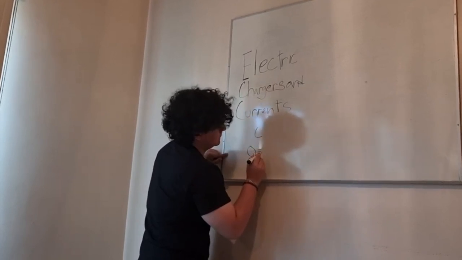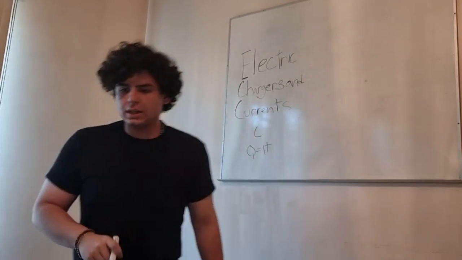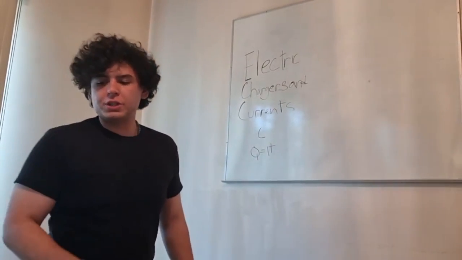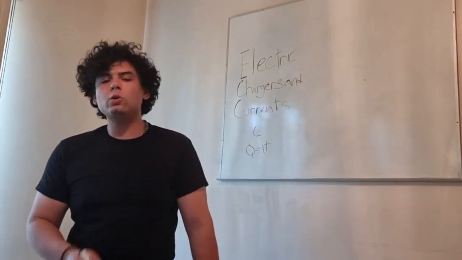Q equals I times T. The representative symbol of the charge is Q and its measured unit is coulombs.